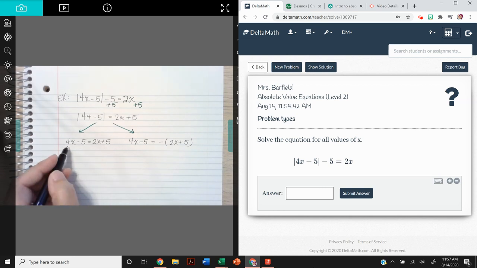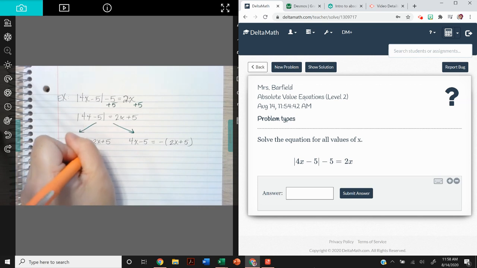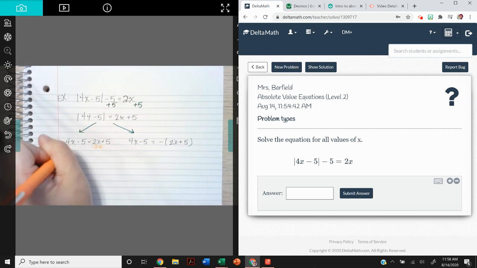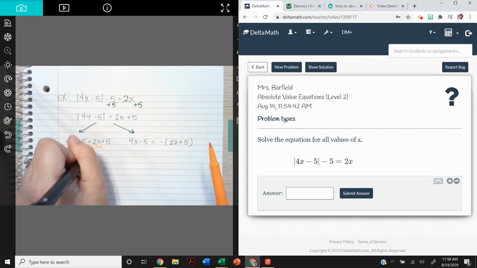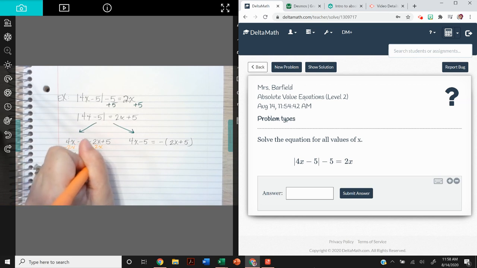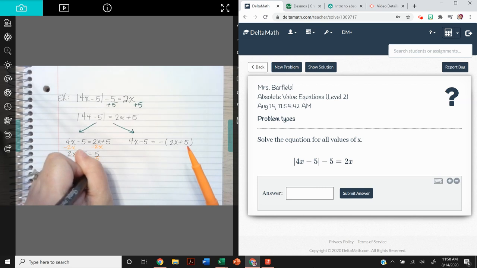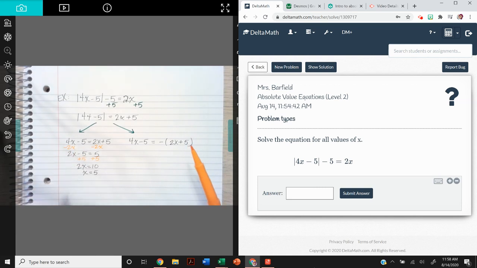So 4x minus 5 equals 2x plus 5. Again, you have variables on both sides. You can approach this different ways. You could subtract 4x first. You could subtract 2x first. It's a personal preference at this point. So I'm going to subtract 2x. So I get 2x minus 5 equals 5. I'm going to add 5. So I get 2x equals 10. So I get x equals 5.